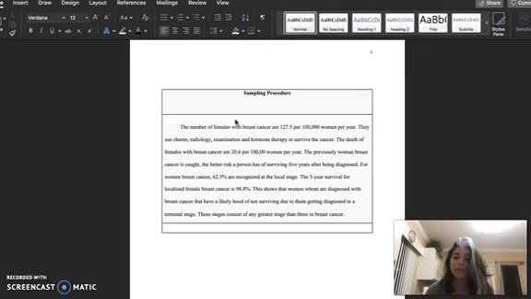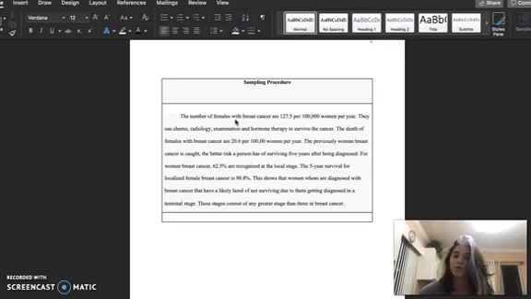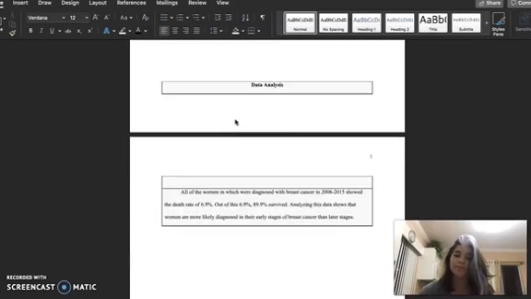The earlier breast cancer is caught, the better the chance a person has of surviving 5 years after being diagnosed. For women with breast cancer, 62.5% are recognized at the local stage. The 5-year survival for localized breast cancer in females is 98.8%. This shows that women who are diagnosed with breast cancer have a likelihood of not surviving when they are diagnosed at such a terminal stage, so at the last stage.